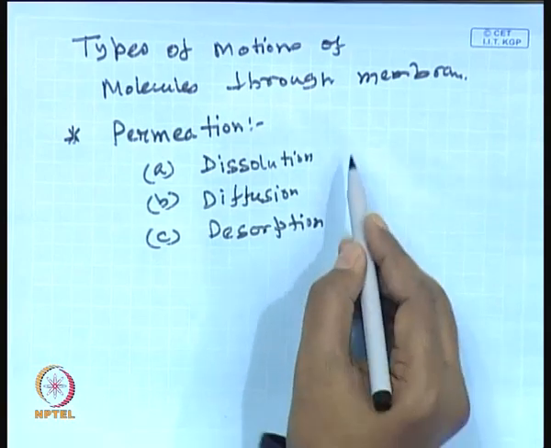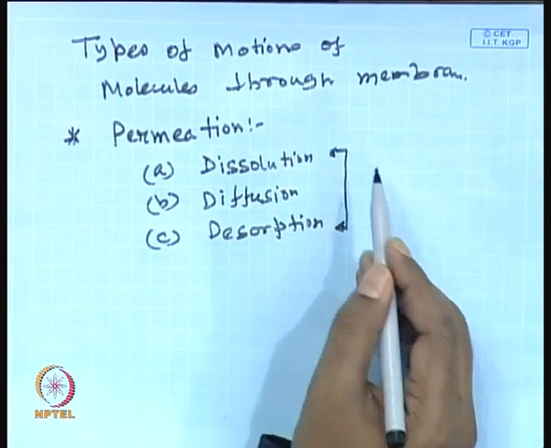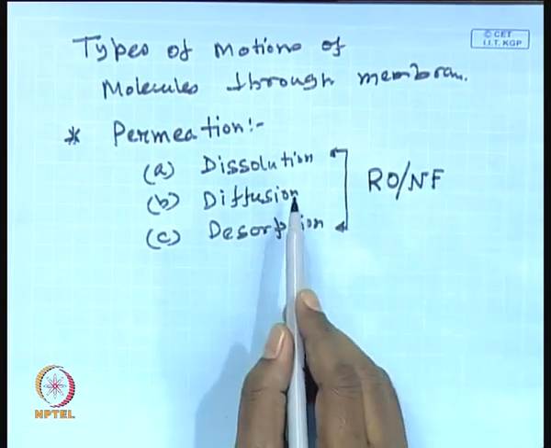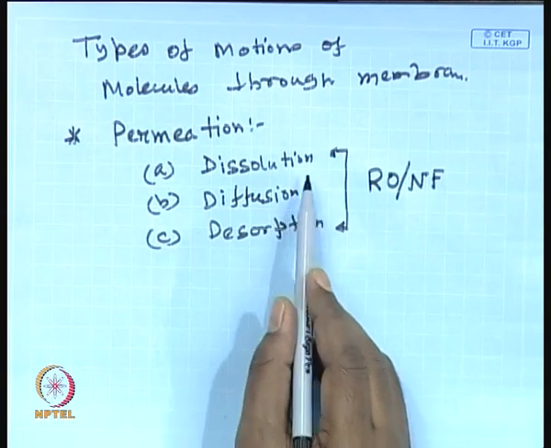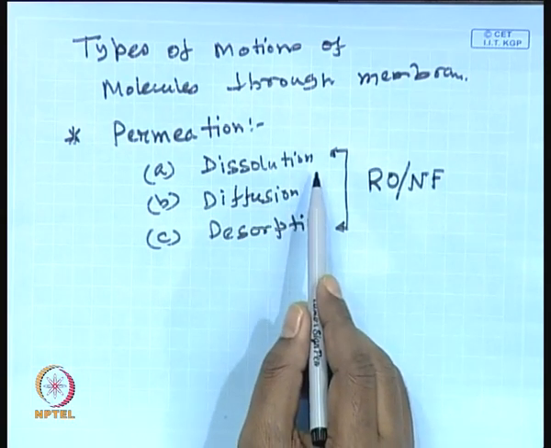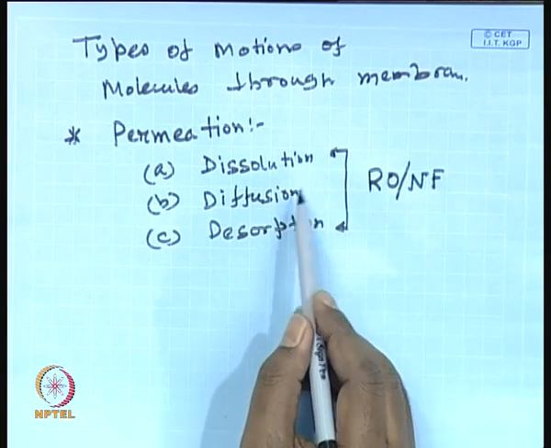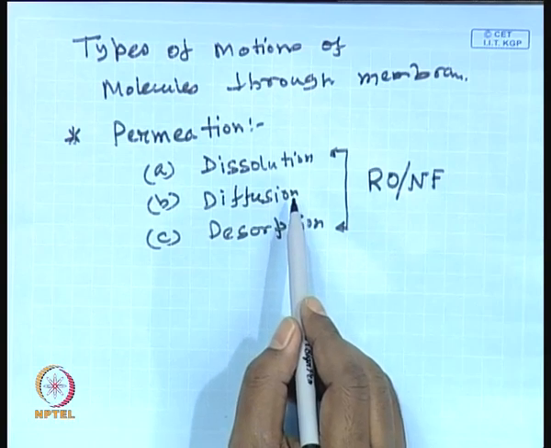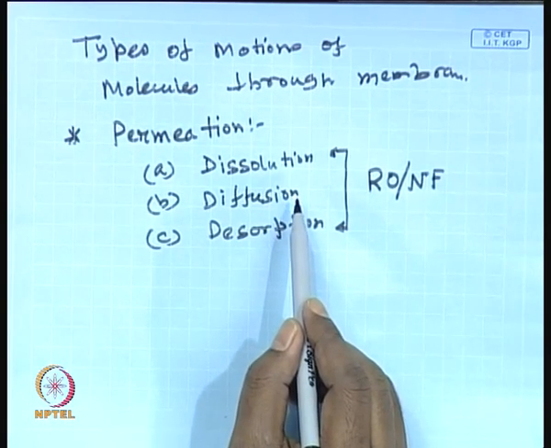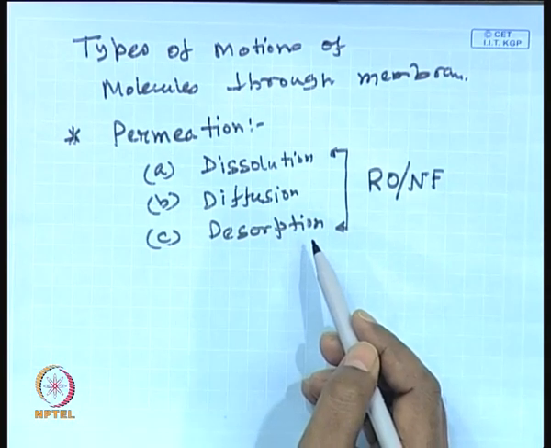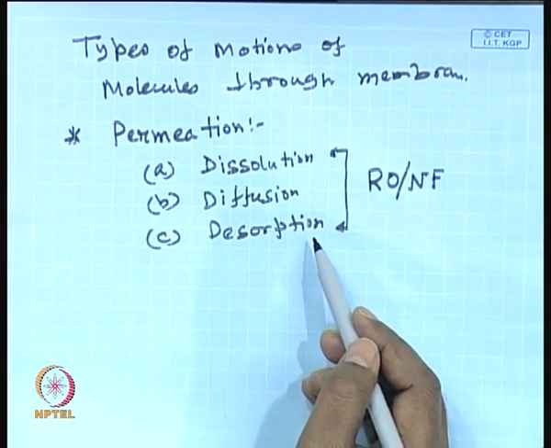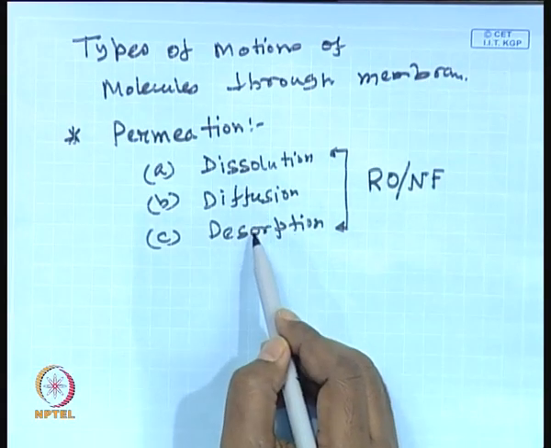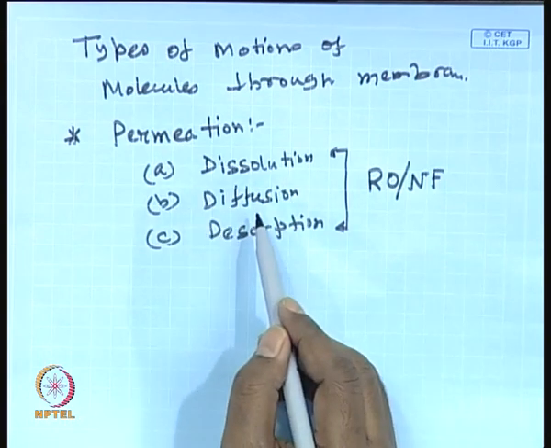Here we are talking about almost non-porous membranes, or pores that are very small, as in the case of reverse osmosis and nanofiltration. Here the solutes get dissolved in the membrane phase in the dissolution step because of the concentration gradient, and because of the concentration gradient only, they diffuse from the feed side to the permeate side through the membrane matrix. Then, because of the concentration gradient, in the permeate side there is almost nothing, so it gets desorbed into the permeate side. These three steps in total are called the permeation mechanism.